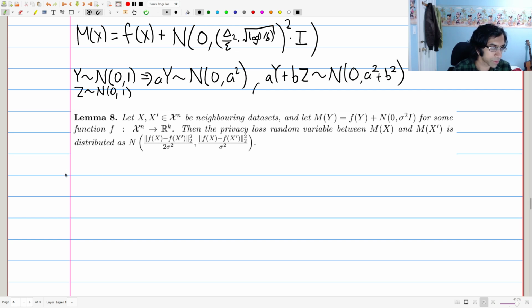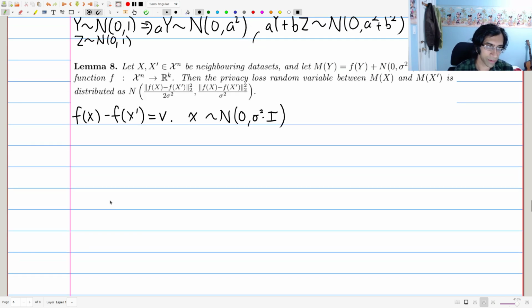Okay, so how are we going to prove this? We'll do this as follows. Without loss of generality, just as a shorthand for f of x minus f of x prime, we're going to let this be equal to some vector v. That's the difference, and it's the thing that shows up in the numerator here, squared. And we're going to assume that our random noise is a vector, like lowercase x, which is distributed as N(0, sigma squared times I). That's exactly what the Gaussian mechanism does.